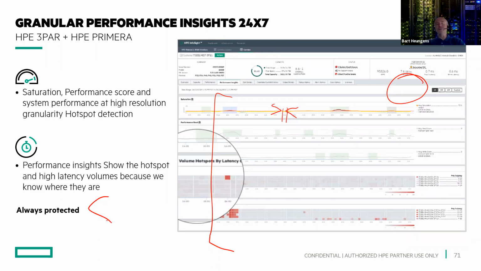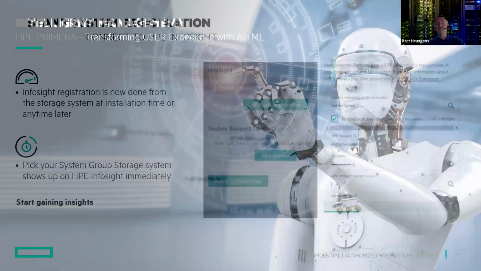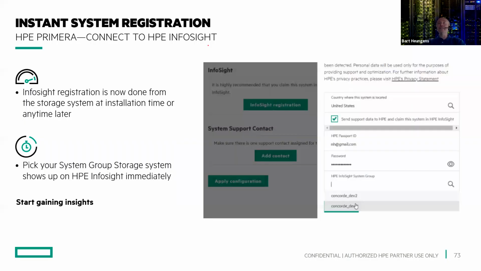By the way, with 3PAR, Infosight is an option. With Primera, we suggest to always enable it, of course. Yeah, because it's a better user experience, thanks to the AI and the machine learning that is built in. To give you an idea, this is a picture of the registration of Primera.